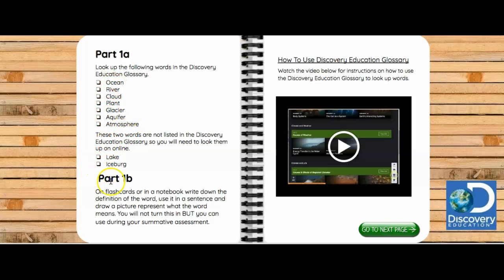As you're looking them up, what you're going to want to do for part 1B is on flashcards or in a notebook, write down the definition of the word, use it in a sentence, and draw a picture that represents what the word means. You're not going to turn this into me, but these are all things that will be useful for you for your summative, and I will allow you to use notes on your summative. Okay, so make sure you take really good notes, and you'll be very prepared.